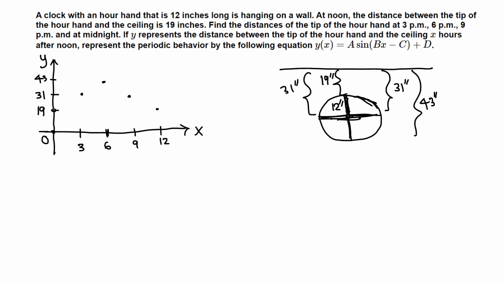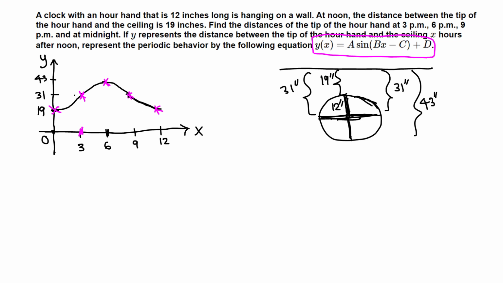So we have a sine function, by the way, or we can represent this by cosine as well. Here are the reference points. At 3 we got 31, at 6, 43, at 9, back to 31, and at midnight back to 19. This is not a perfect graph and it does not have to be. Now look at the function here. We want to represent this behavior by this function.